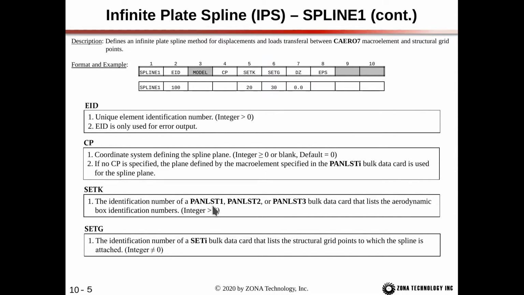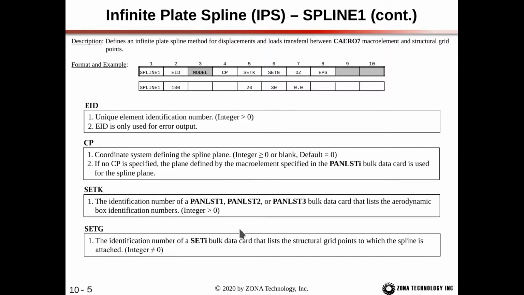Where it's actually needed is if you have a winglet and a wing. If you try to spline the wing and the winglet with the same spline 1 card, then the spline plane would end up probably being the wing, which would not be valid for the winglet because the dihedral angle between the wing and the winglet is much different. So in that case, you definitely would want to spline the winglet and the wing using different spline cards so that they can each use the proper spline plane.